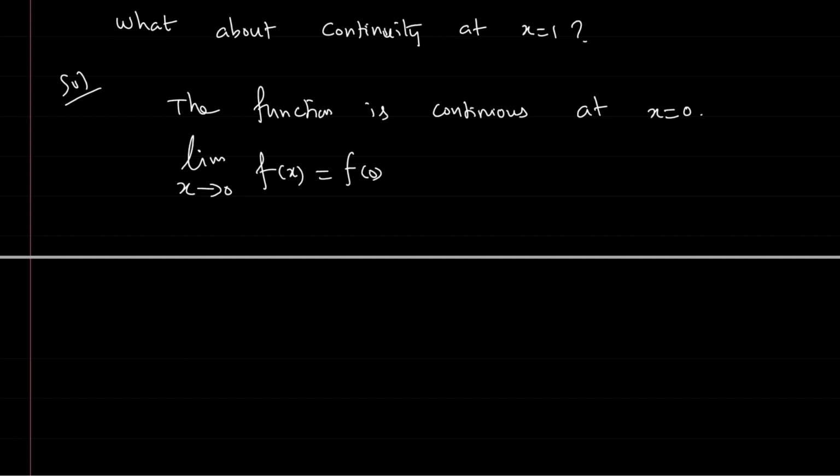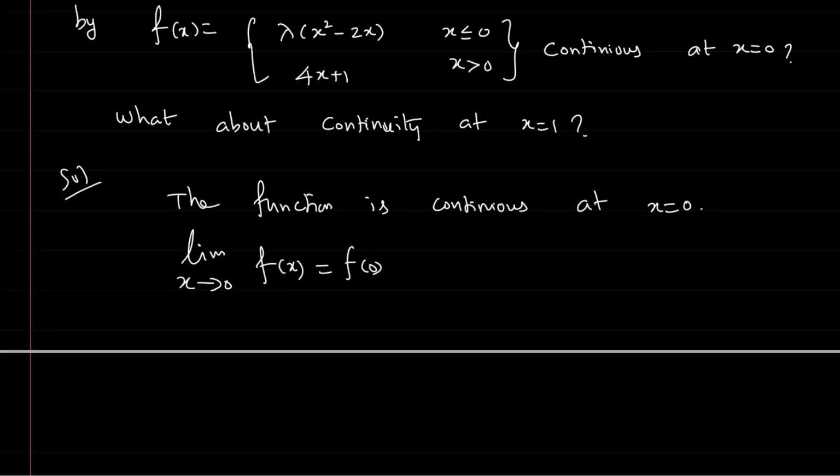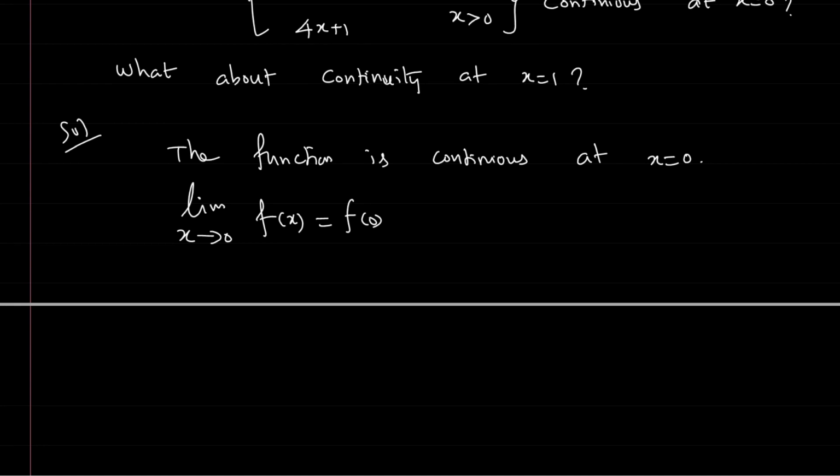So, see here, since the function is defined as lambda x square minus 2x for x less than or equal to 0 and 4x plus 1 for x greater than 0, and we are going to check for x equal to 0. If you are choosing a value slightly less than 0, it will assume lambda into x square minus 2x, and x slightly greater than 0 means it will assume 4x plus 1. Therefore, we have to go for LHL and RHL. Since the limit exists, what about LHL?